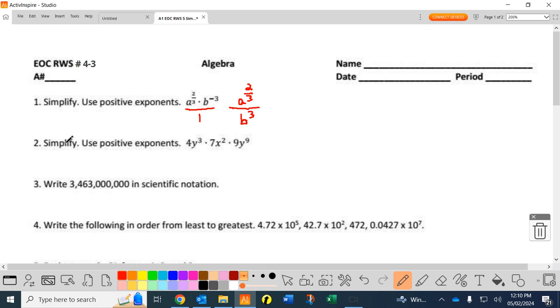On the next one, we need to go through and simplify as well using positive exponents. We have multiplication here. We need to deal with the numbers first. We would multiply the 4 times the 7 times the 9. When you multiply those all together, you get 252. Then you deal with the variables in alphabetical order. Now, x does not have any other like bases, so we're going to put the x to the second first and not do anything to it. The y is going to go second, and when we deal with these like bases being multiplied, we add their exponents. And when we add 3 plus 9, that's going to give us y to the 12th.